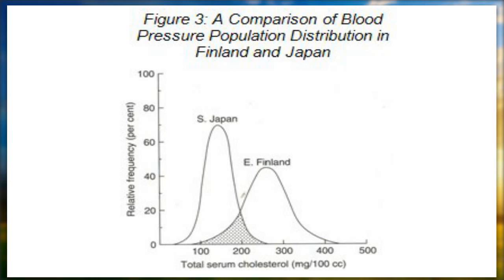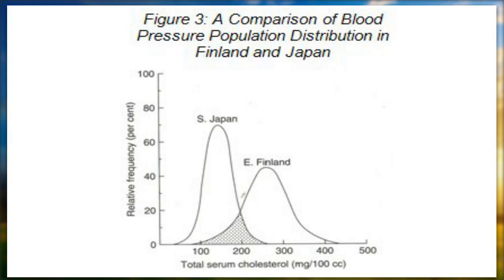You can see from these graphs that the range of cholesterol levels is different. What would be considered low on one end of the graph and high is different for each population. In Japan, if your cholesterol level is 200, that would be considered high. In Finland, high is 350 to 400. 100 to 200 would be considered low. An average would be somewhere in the 275-300 range.